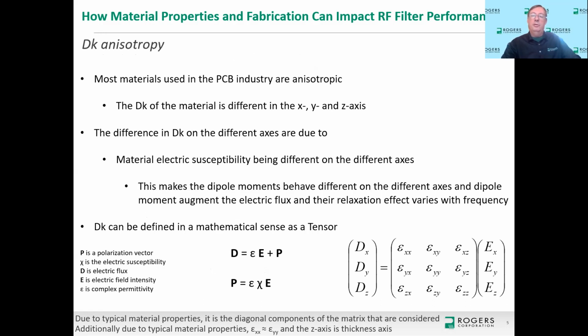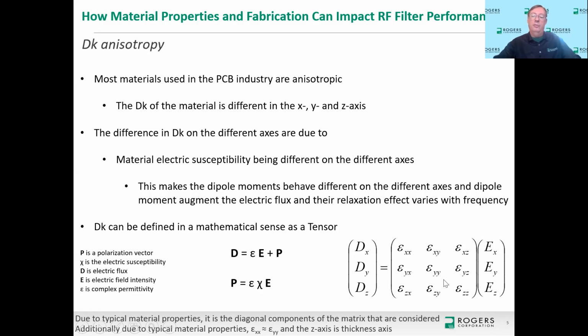And most of the materials used in the printed circuit board industry are anisotropic. In other words, they're not isotropic. Anisotropic means that the Dk is different on the x-axis, y-axis, and z-axis, z-axis being the thickness. I'm not going to go through this slide in much detail. You can read through the details if you'd like. But in general, the diagonal of the tensor, or the matrix anyway, is what's normally considered. So the epsilon sub xx, epsilon sub yy, epsilon sub zz are the dielectric constant numbers that are considered.